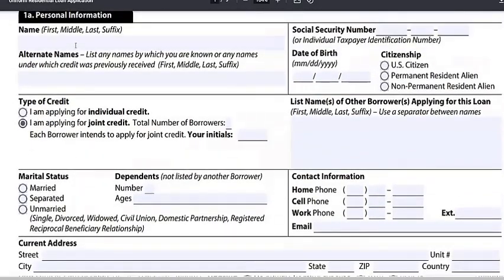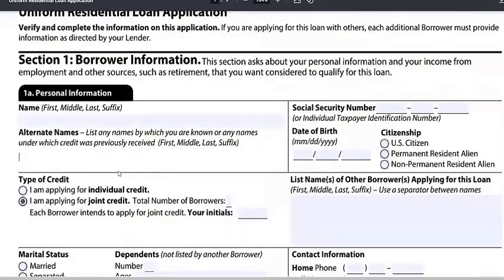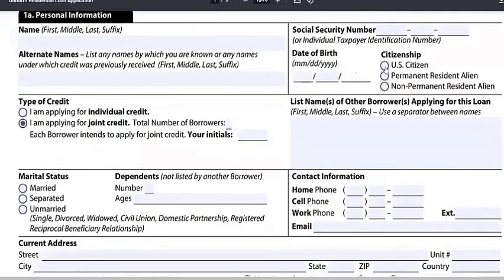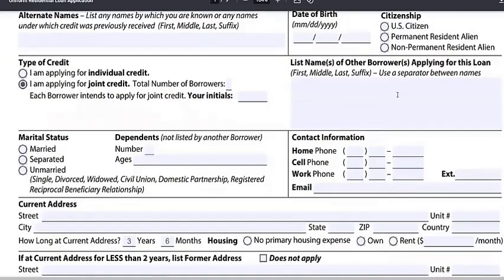Then the alternative name, if they have any additional names they are known as, that needs to be written here. Then their social security number, date of birth, and now US citizenship. This information, citizenship, previously was a part of the declaration section, but now the borrower is going to give it on the very first page.